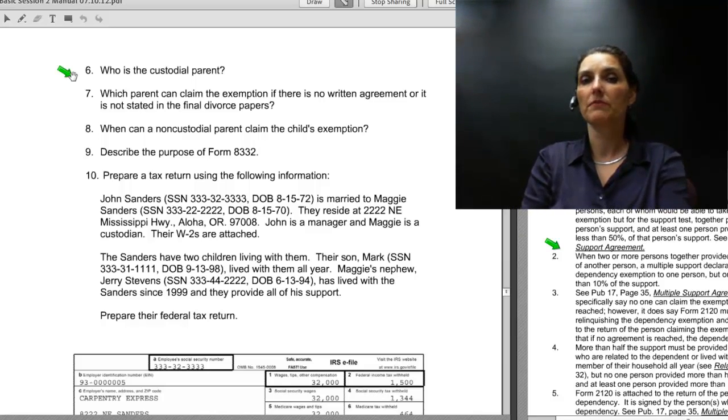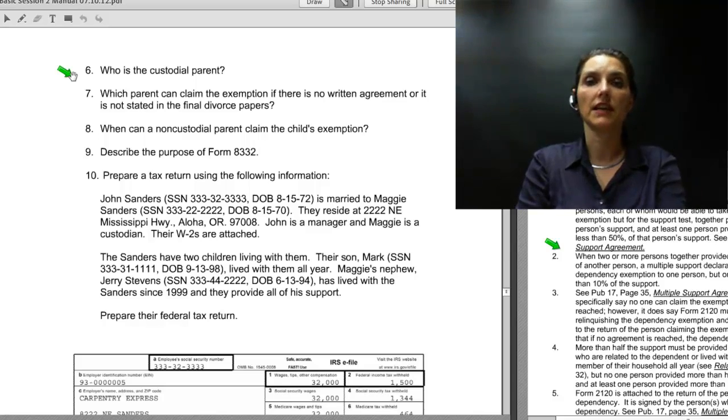The custodial parent is the person with whom that child lived the greater portion of the year. If the child lived with both parents equally, IRS says, whose house did that child sleep in the greatest number of nights? And so you would look at a 365-day year, except for leap years, 183 days is more than half the year because 183 plus 182 is 365 days. So the custodial parent is the person who has custody of the child for the greater portion of the year.